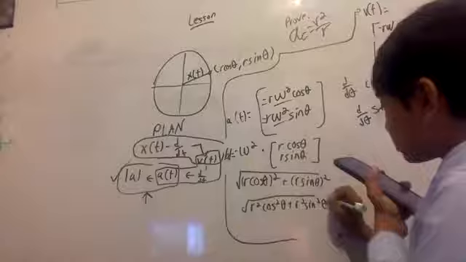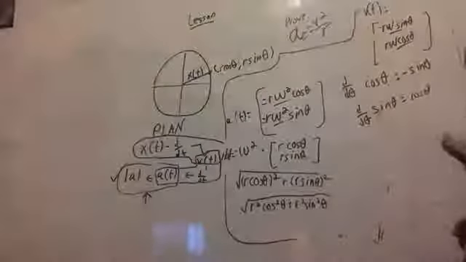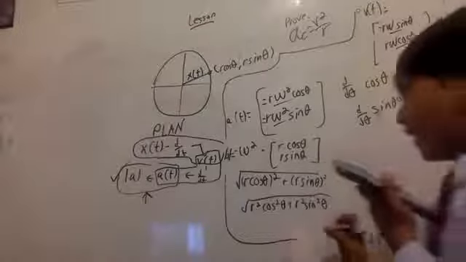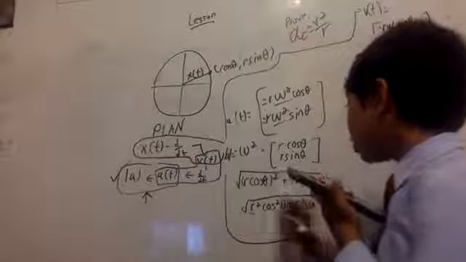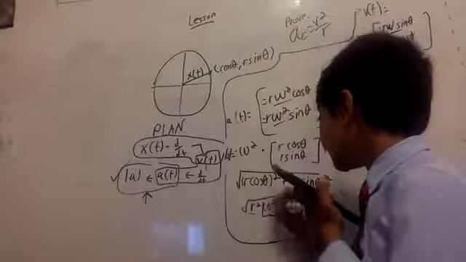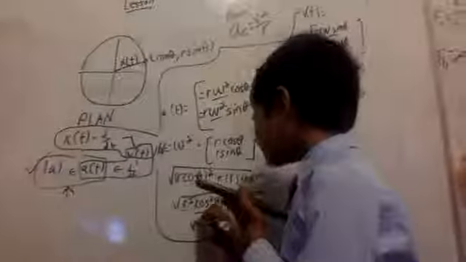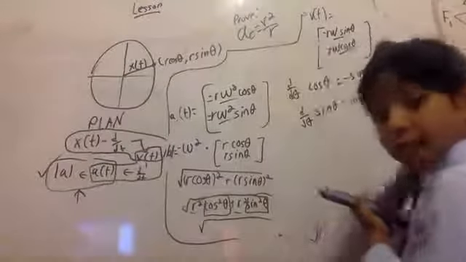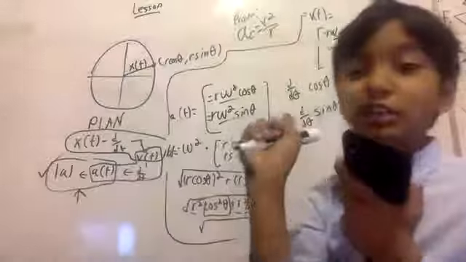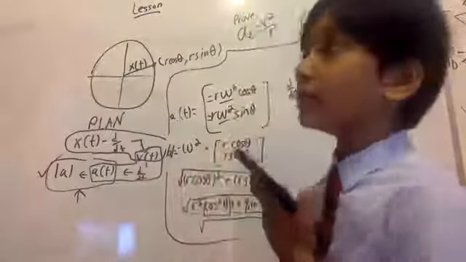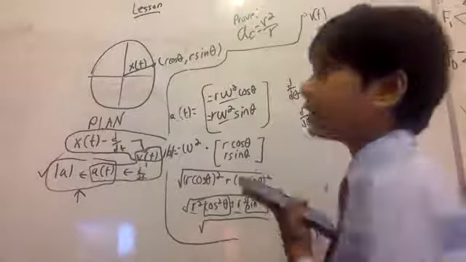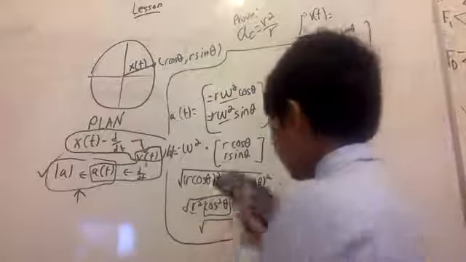Now we can factor out r squared. And do you see something special? Cosine squared theta plus sine squared theta is just 1. You probably learned this from your linear algebra class, but yes, this is just 1.